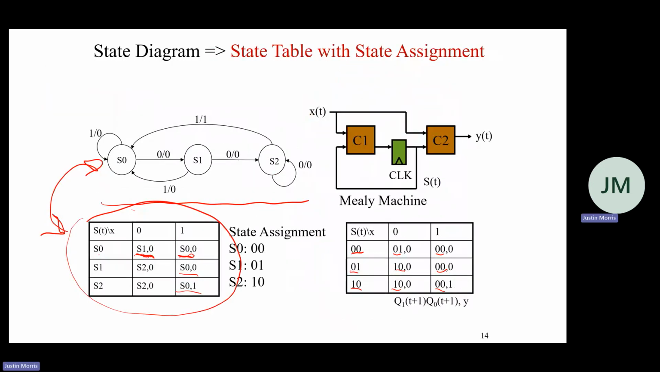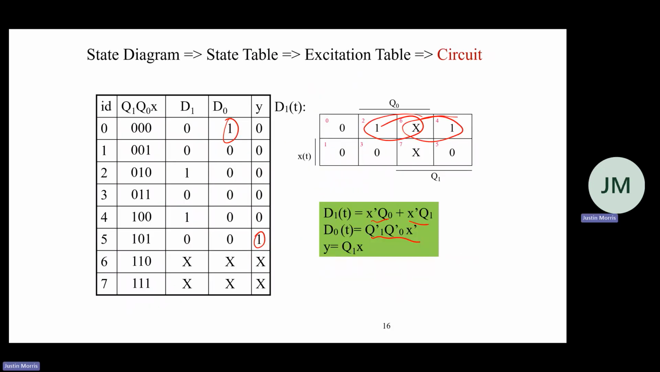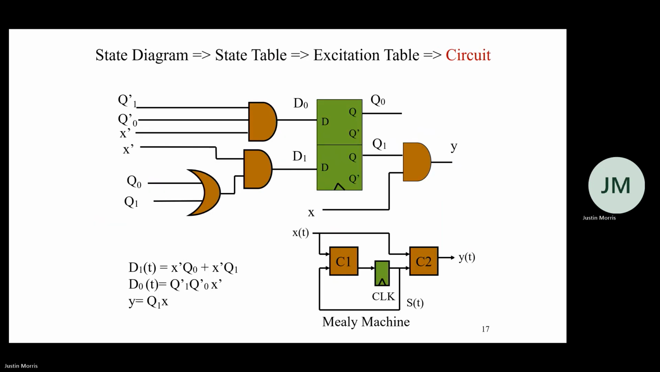Make the finite state machine diagram, create the state table, give your states their binary encodings. Once you have the state table, you can create the excitation table. And once you have the excitation table, you can create your K-maps. And with the K-maps, we can create the combinational logic that we need. Right? So that's how we're going to make these finite state machines.